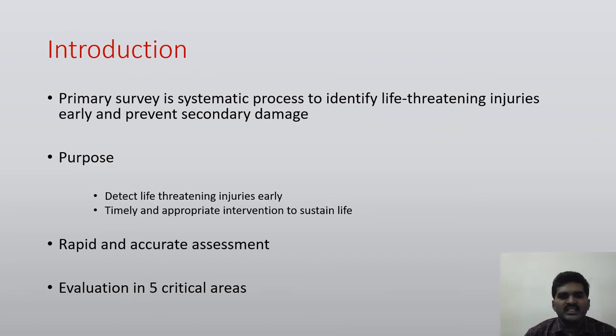Primary survey is a systematic process to identify life-threatening injuries as early as possible and also to prevent any secondary damage. The purpose of primary survey is early detection of life-threatening injuries and timely, appropriate intervention to sustain life. It is a rapid and accurate assessment. Evaluation includes 5 critical areas.